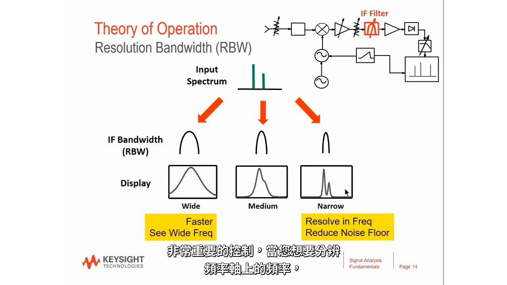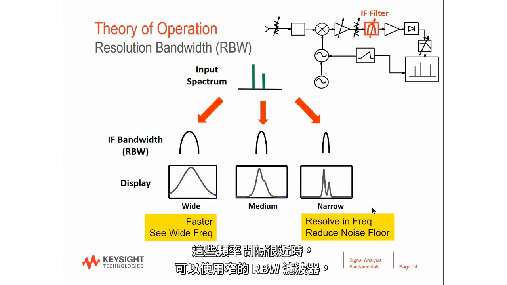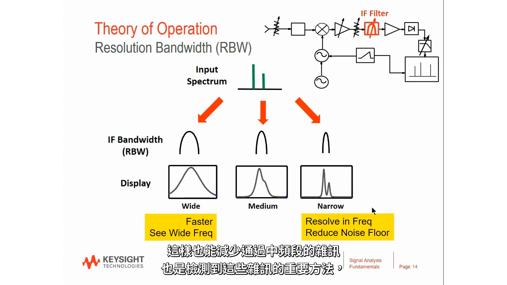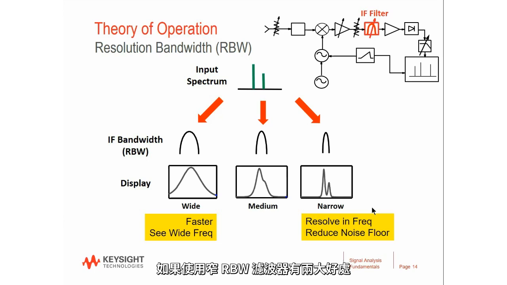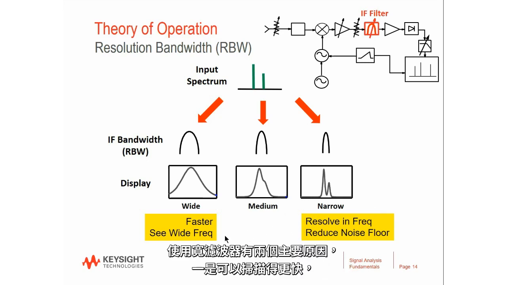Very important control. You would use a narrow RBW filter when you want to resolve frequencies that are closely spaced in the frequency axis. It's also a very important way to reduce the noise that passes through the IF section and winds up being detected. So dropping the noise floor is another important reason to have a narrow RBW. Well, if you have these two great benefits of using a narrow RBW filter, why would you ever want to use a wide one? There are two main reasons to use a wide filter.